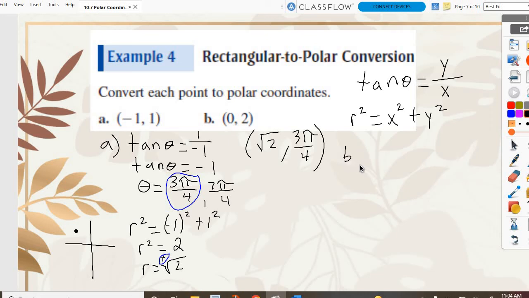Alright, so what about on part B? What do we have this time? Tangent of theta equals, okay, which is undefined. So where is our tangent undefined? Tangent is sine over cosine, right? So where is the cosine 0? So at pi over 2. Agreed.